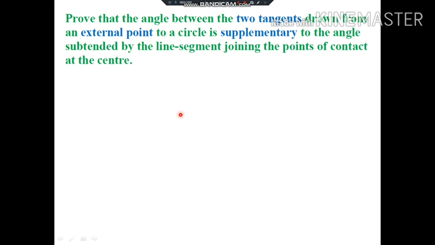From the external point, how many tangents can be drawn? Maximum 2. You have learned it. So draw one tangent to the circle and one more tangent to the circle. Then, children, you have to prove that the angle between the tangents drawn from an external point to a circle is supplementary to the angle subtended by the line segment joining the points of contact.